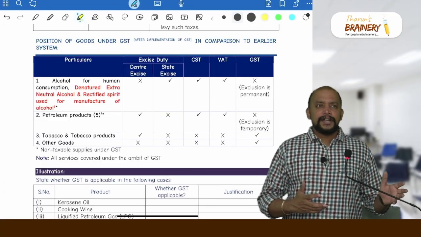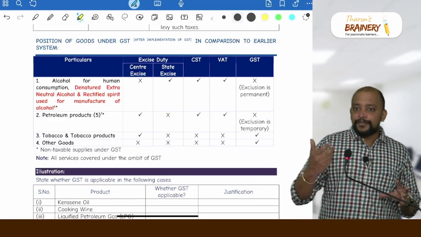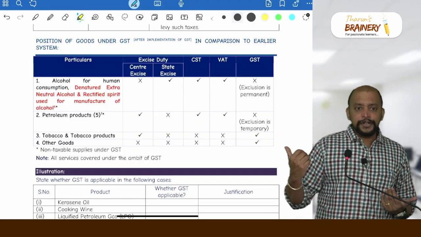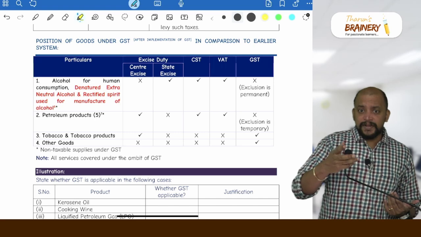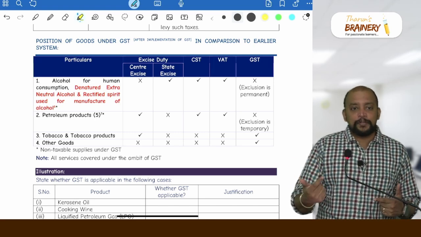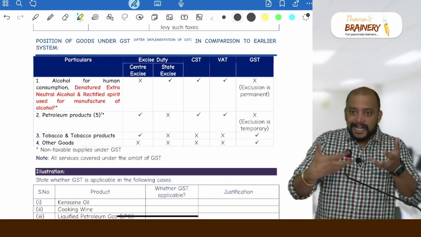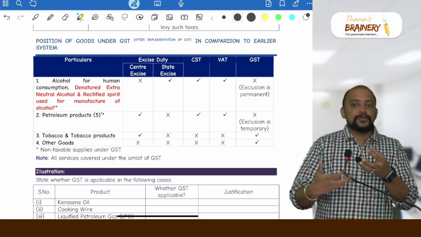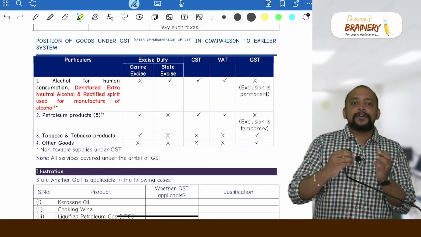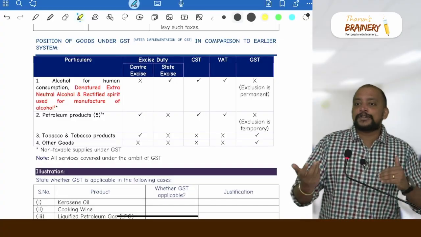Recently also in Tamil Nadu, in one village, lot of people consumed this denatured neutral alcohol and rectified spirits, and they died because they don't know how to process it properly. What do they do in the village? They will boil that. These are the chemicals. They need to boil properly. It should come at that particular level. Then only it will be called as a product. So that's why they will give license to manufacture liquor.